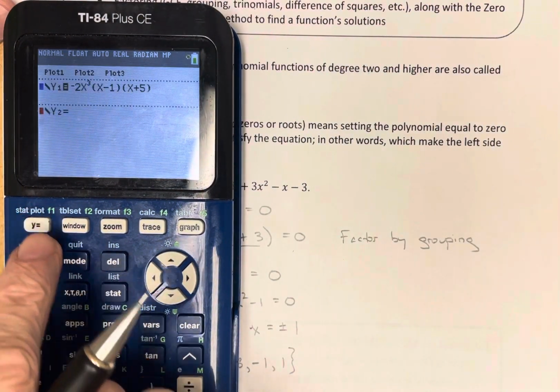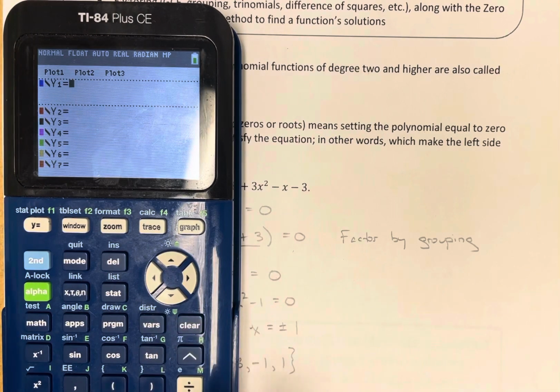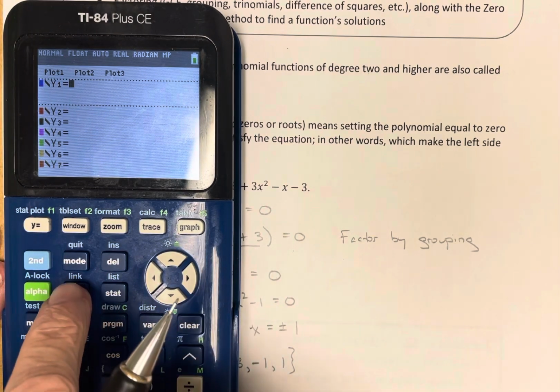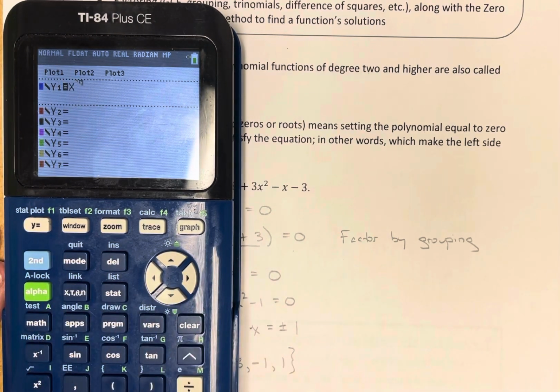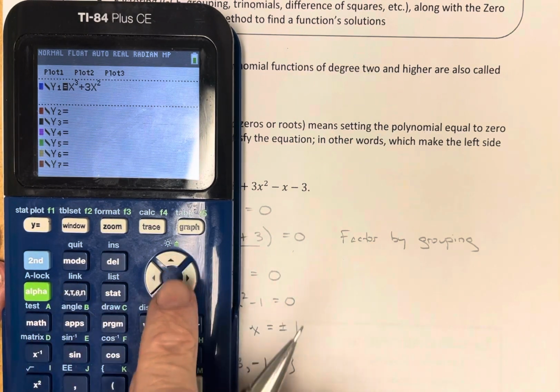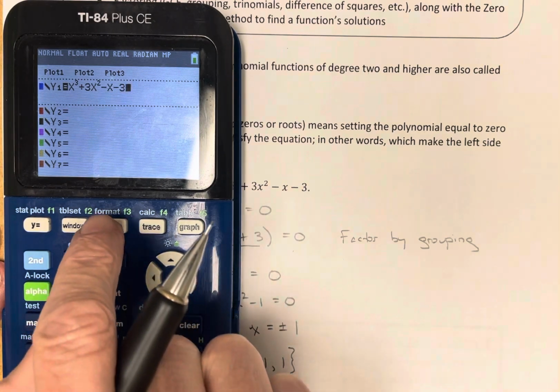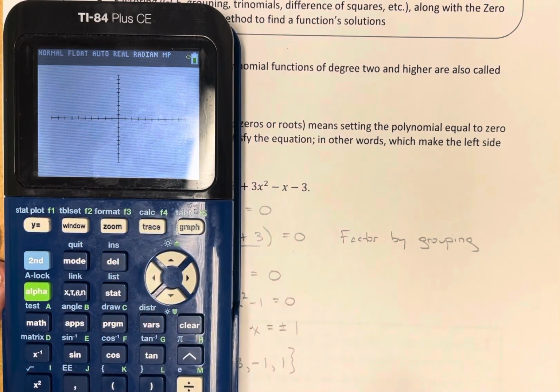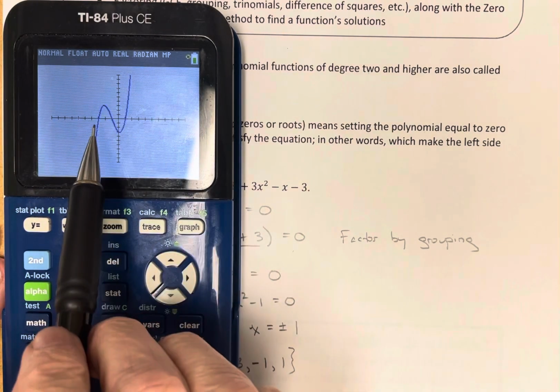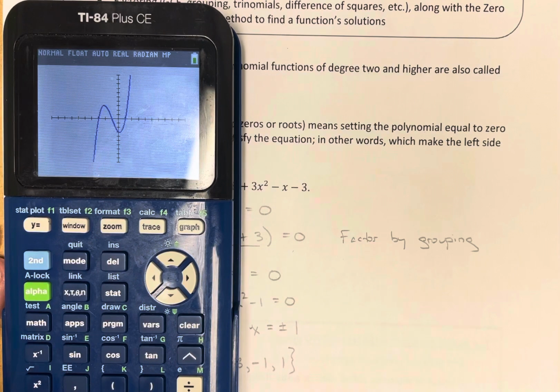Okay, so it looks like I've got to do some changing here on my graph. My function, my polynomial, was a third degree polynomial, x cubed plus 3x squared minus x minus 3. I'm going to go to my standard window, and here comes my polynomial. And you can see it crosses the x-axis 3 times. Those are my 3 zeros.